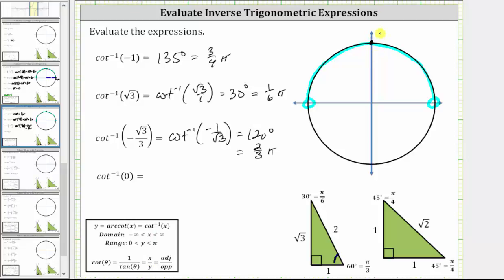X divided by y is equal to 0 at this point on the unit circle in the given interval where the x-coordinate is 0 and the y-coordinate is positive 1. Notice x divided by y is 0 divided by 1, which is 0. Which means the terminal side of the angle we are looking for that has a cotangent function value of 0 in this interval has the terminal side along the positive y-axis, the initial side along the positive x-axis, and therefore the angle is 90 degrees, or in radians, pi over 2, or 1/2 pi radians.